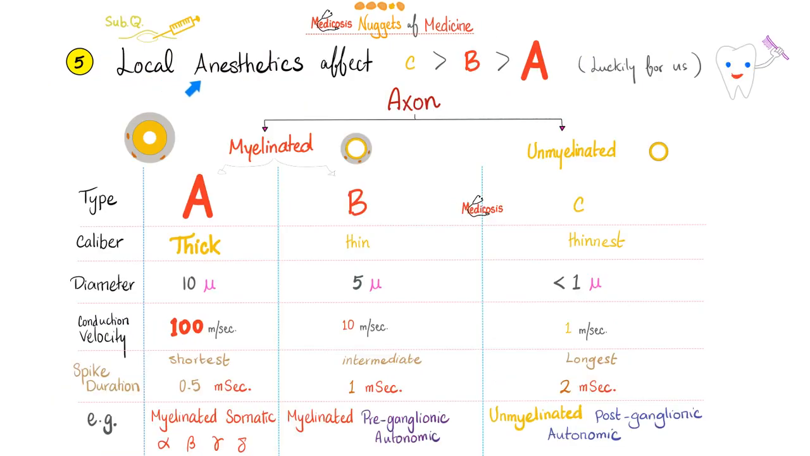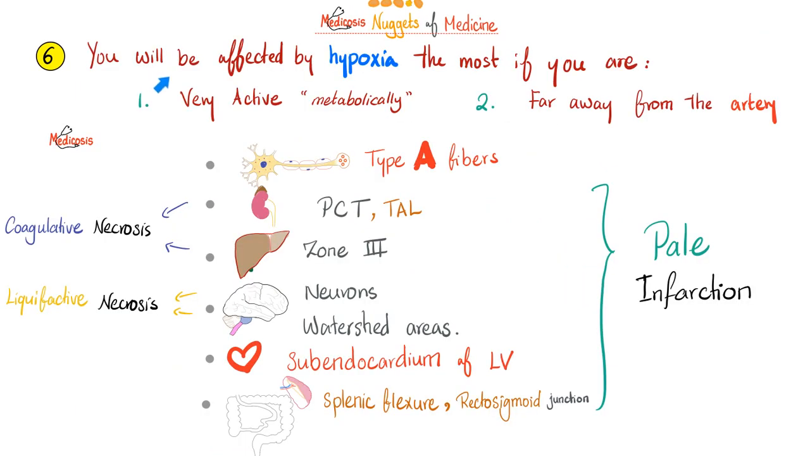Nugget number five, local anesthetics will affect type C fibers before they affect type B, before type A, because type C is the thinnest. It's also unmyelinated. How about hypoxia? No, hypoxia will affect you the most if you are metabolically active and if you are thick and far away from the artery. And that's why type A fibers are the most affected by hypoxia. If I develop hypoxia, my type A fibers will suffer first.